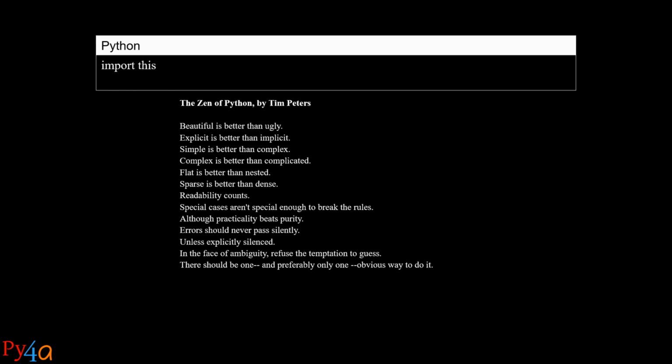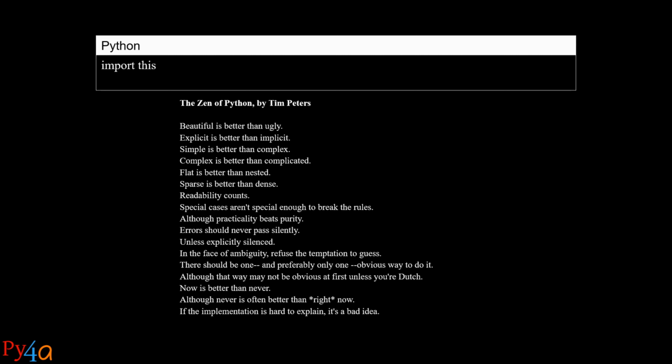There should be one, and preferably only one, obvious way to do it. Although that way may not be obvious at first unless you are Dutch. Now is better than never, although never is often better than right now. If the implementation is hard to explain, it's a bad idea. If the implementation is easy to explain, it may be a good idea. Namespaces are one honking great idea. Let's do more of those.